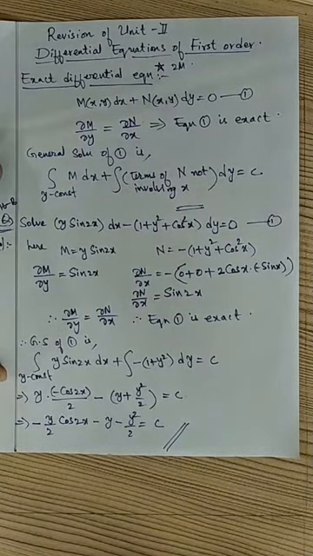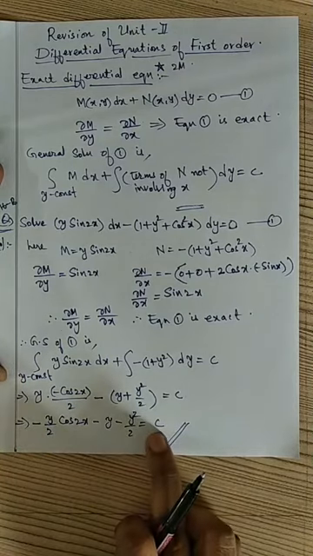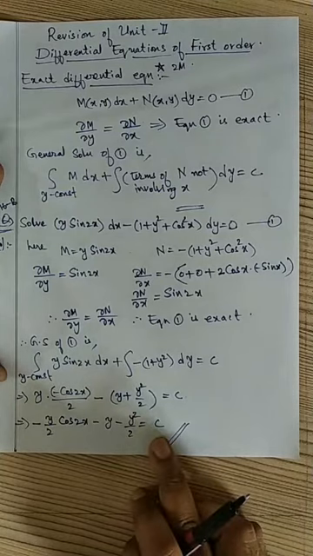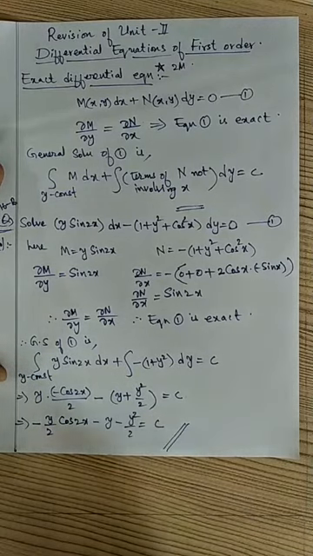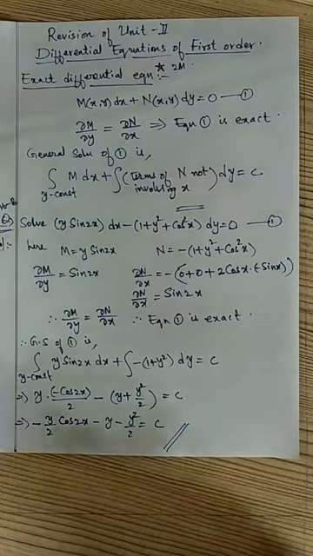We can further simplify this. We can multiply this by minus, then minus c will be there, which can be taken as another constant. So that is also correct. Whatever I have done, that is also fine. So this is how we find the general solution of a given exact differential equation.